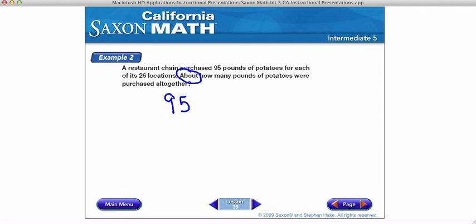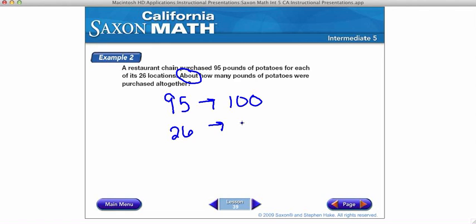So if I have 95 pounds, I'm going to estimate that up to 100. And 26 locations, I'm going to go ahead and leave that at 26. That's fine with me. You can round it to 25, a more compatible number.